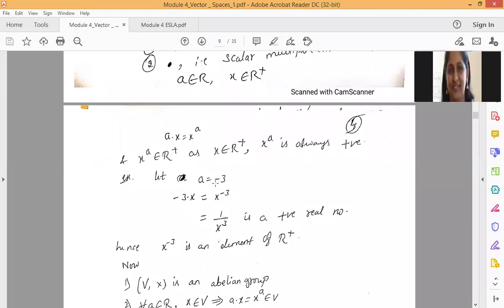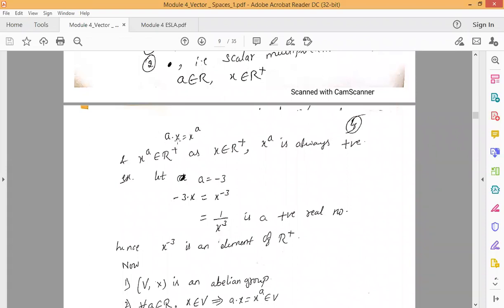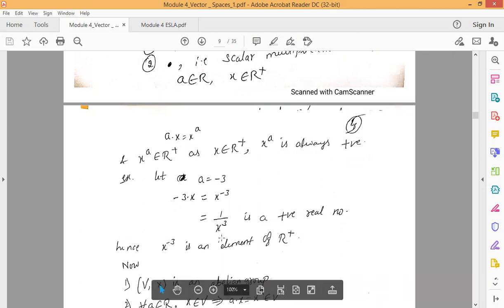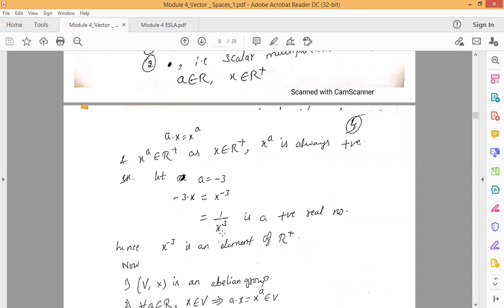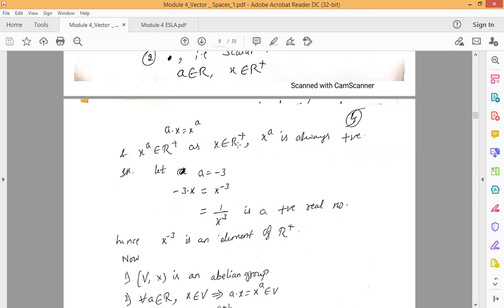When you have a equal to -3, we have given the expression a.x is equal to x to the power a. Substituting a is equal to -3, we get -3.x is equal to 1 by x to the power 3. So whatever x to the power -3 we had in the numerator is transmitted to the denominator. Once again we can represent this as a positive real number, and thereby you can say that x to the power -3 is an element in R plus.